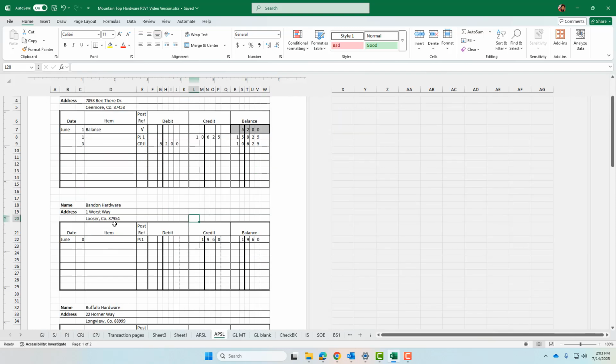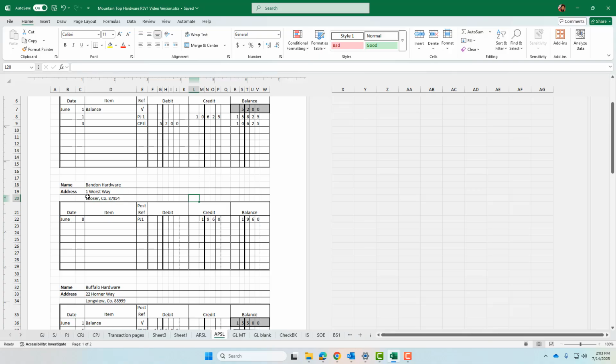So here we have Bandon Hardware in accounts payable subsidiary ledger. Here was our original purchase. We bought it discounted. We owed them $1,960. So on the 12th, we are going to post this from our general journal on page 1, and it's a debit for $392. That makes the balance that we owe them $1,960 minus $392, which gives me a balance of $1,568.